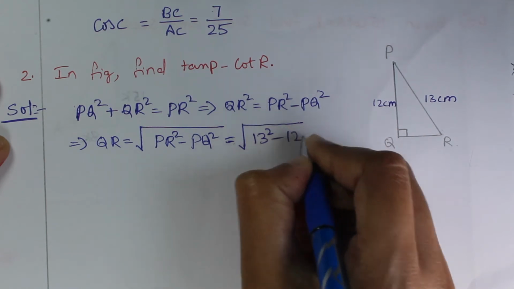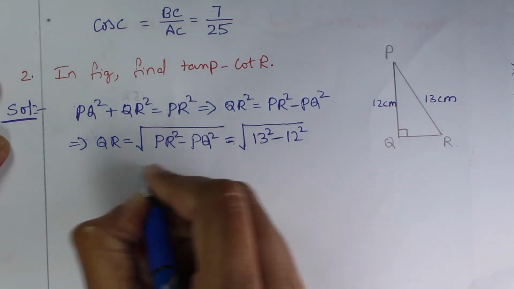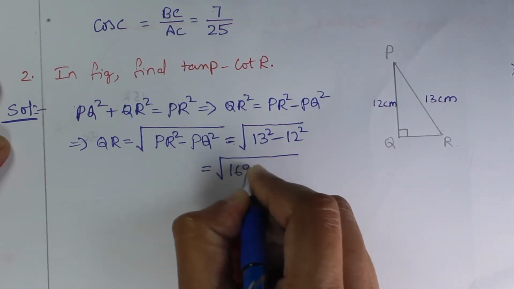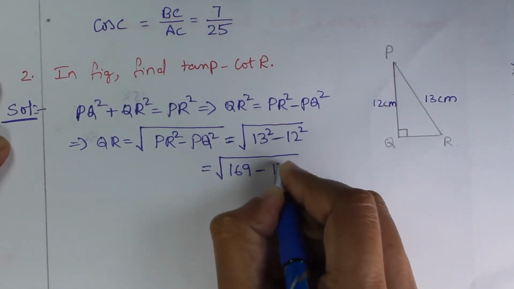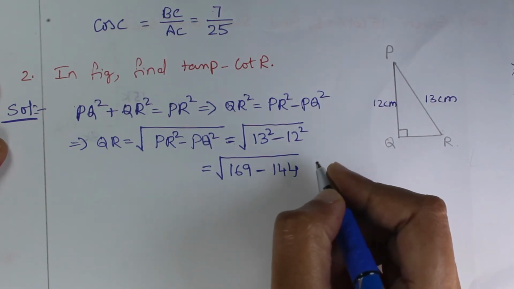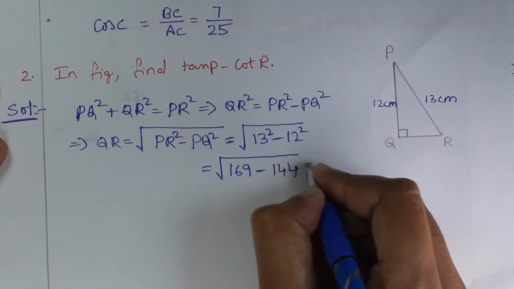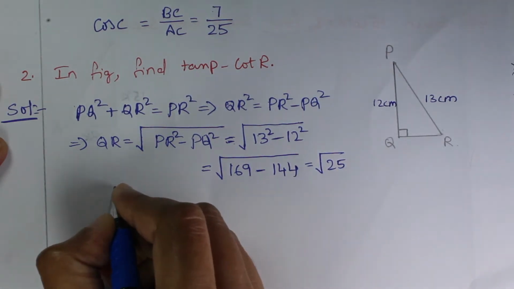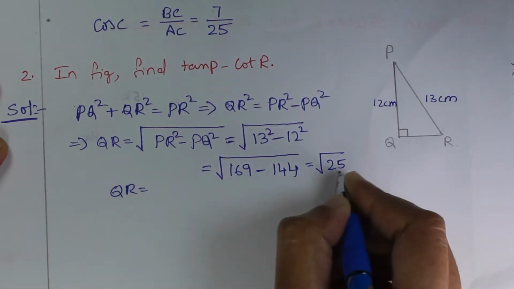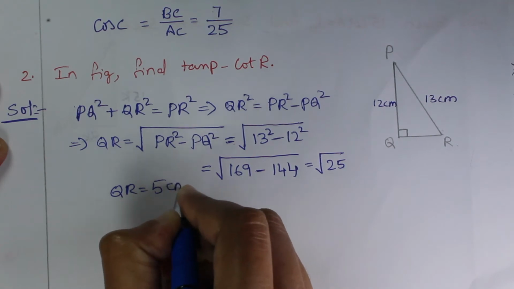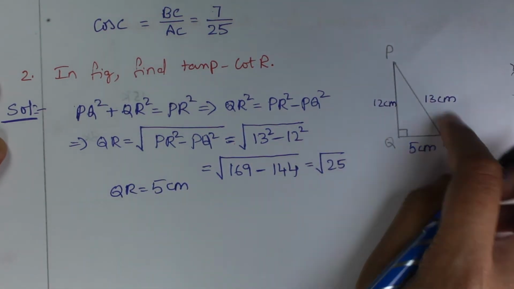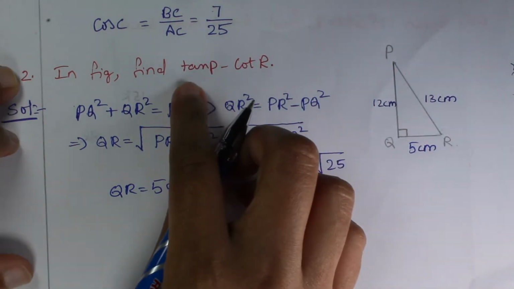So 12 square. That is equal to square root of 13 square is 169 minus 12 square is 144. So that is equal to square root of 25. So QR becomes, square root of 25 is 5 centimeters. So QR is 5 centimeters. Now we have the values of all the three sides.